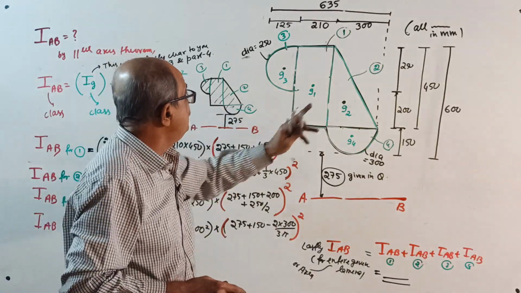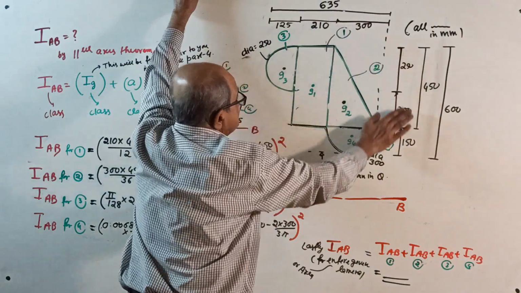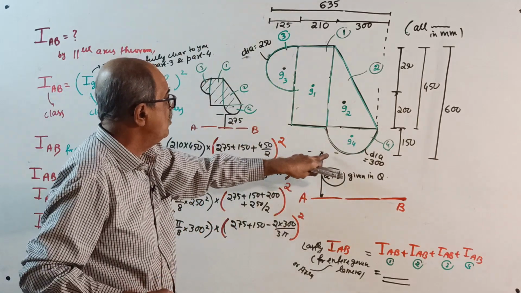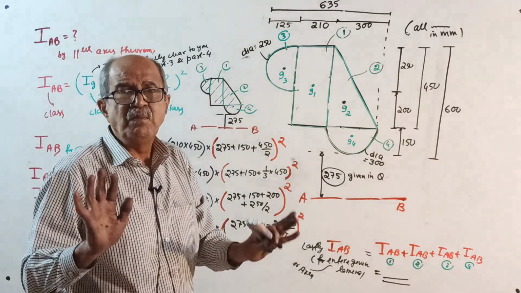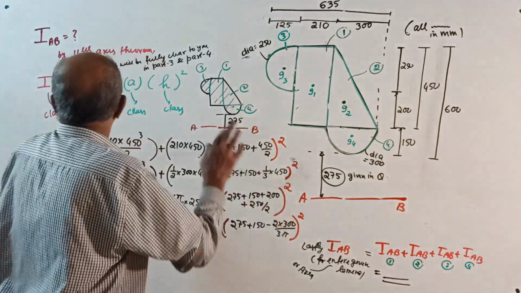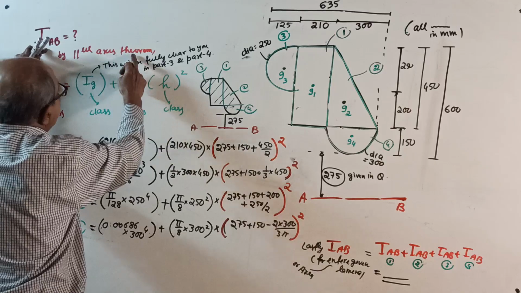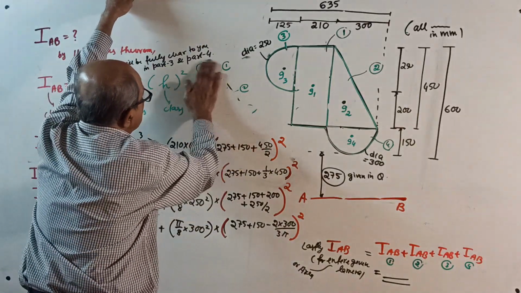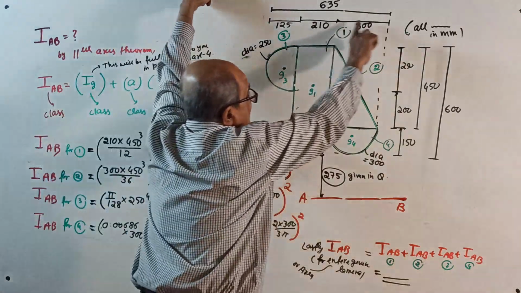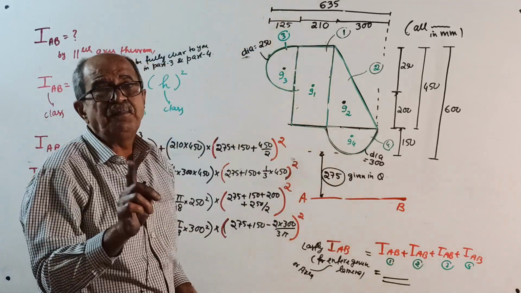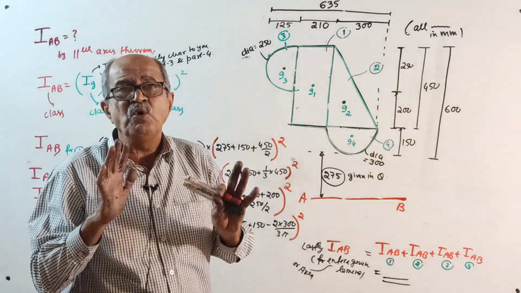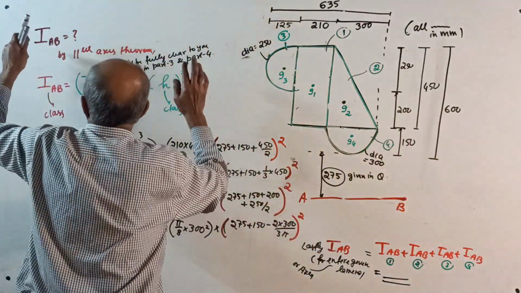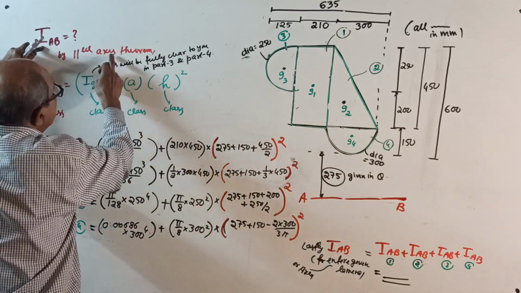Now we have to find the moment of inertia of this area about the AB axis. AB axis is at 275 below the bottom edge. This is a demo for the parallel axis theorem. Remember, this is not a problem to solve. This is a demo class. Correctly put the sketch. AB is here. Start: I about AB by the parallel axis theorem.